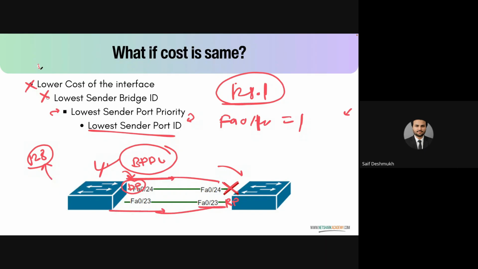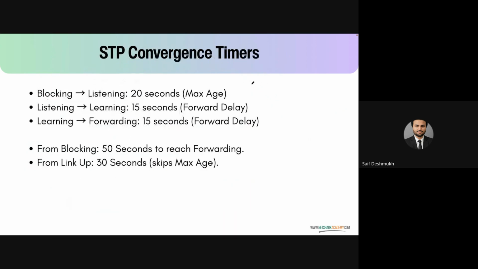Hopefully it's clear how the root port is elected. At least that is clear. The cost first; if that's the same, we prefer the lower sender bridge ID. If that is also the same, we prefer the lower sender port priority. If that is the same, we consider the lower sender port ID. But in Cisco, it is shown combined, the third and fourth.